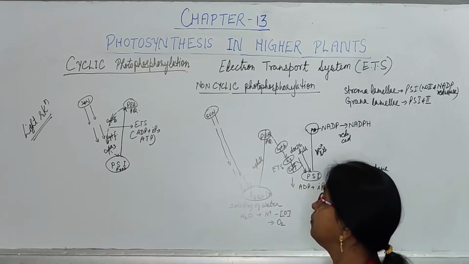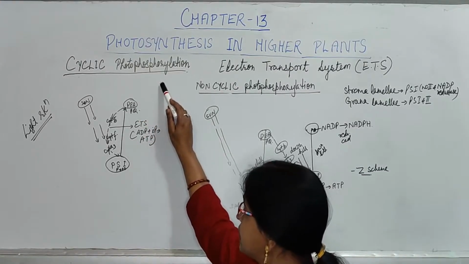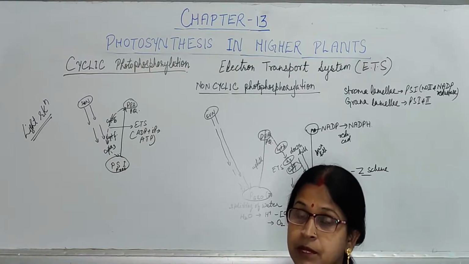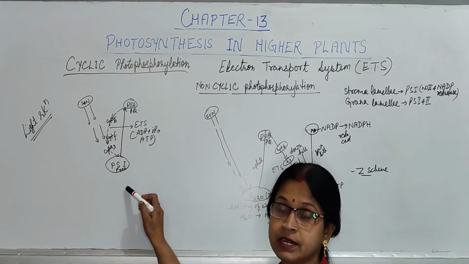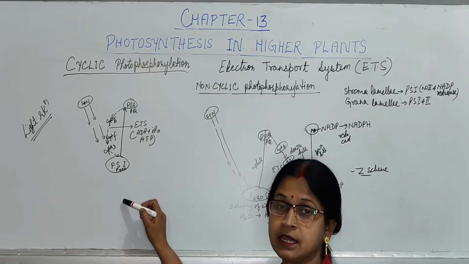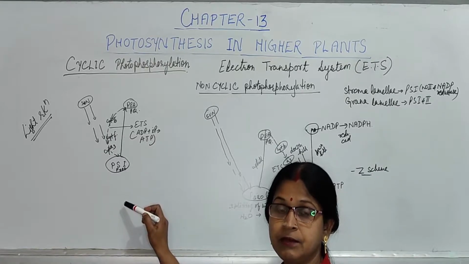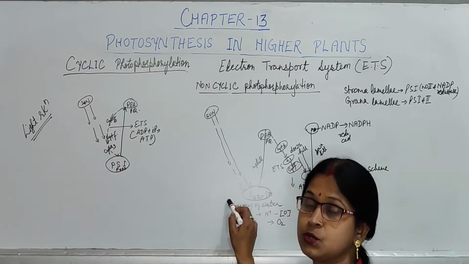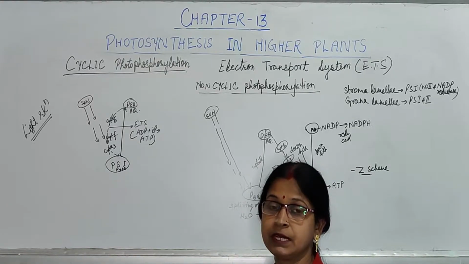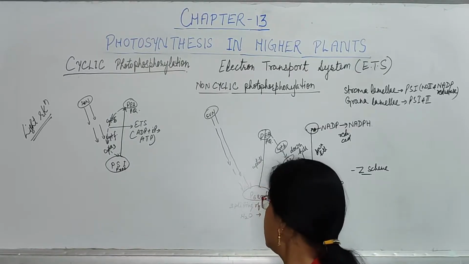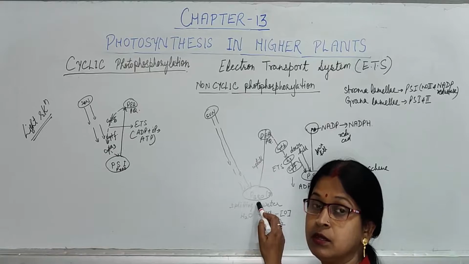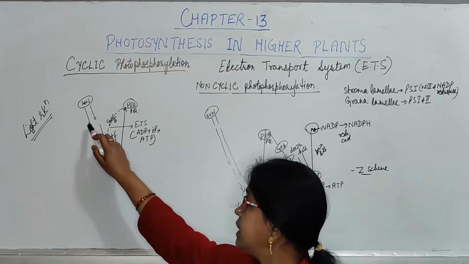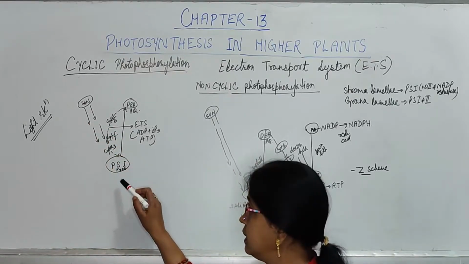cyclic as well as non-cyclic. Now cyclic photophosphorylation, as we have discussed in the previous class, there are two types of pigment system. Pigment system 1, which is also known as P700, because the reaction center absorbs light at a wavelength of 700 nm, that's why it is known as P700, and PS2 absorbs at the peak, the maximum, that is 680 nm, that's why it is known as P680 or PS2.